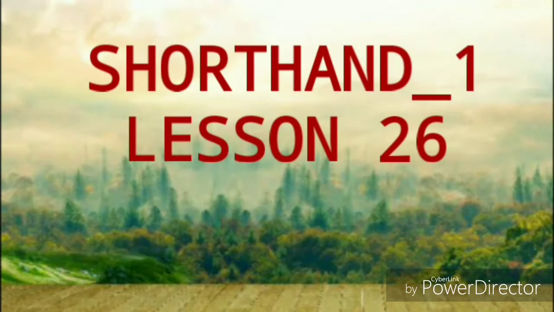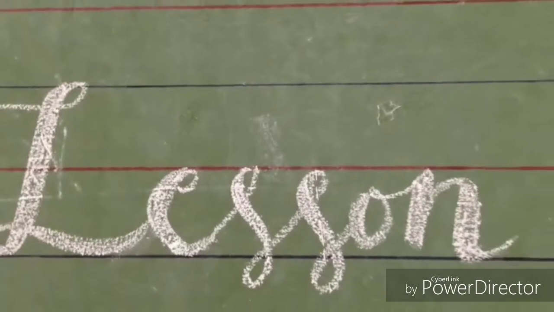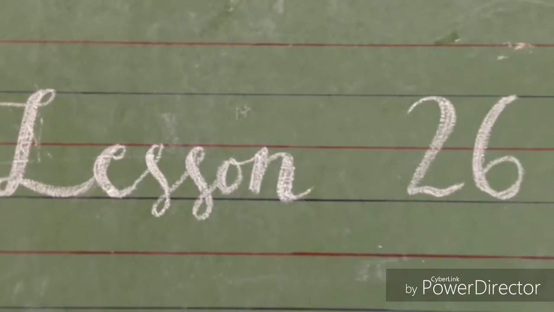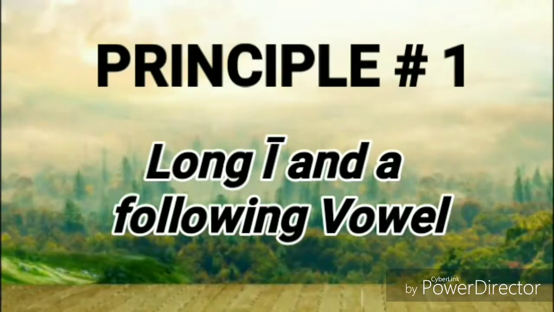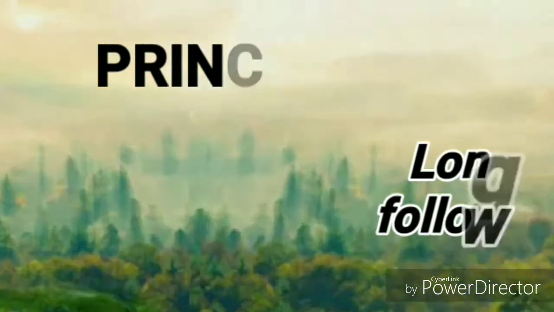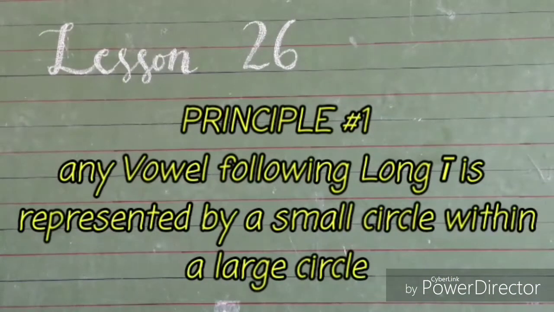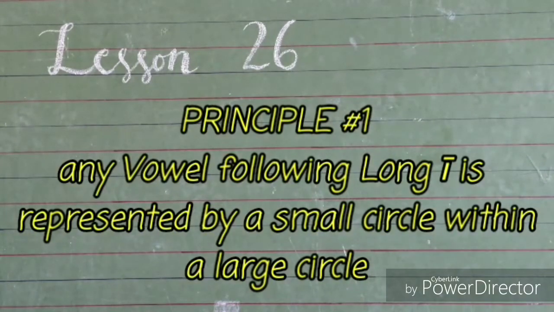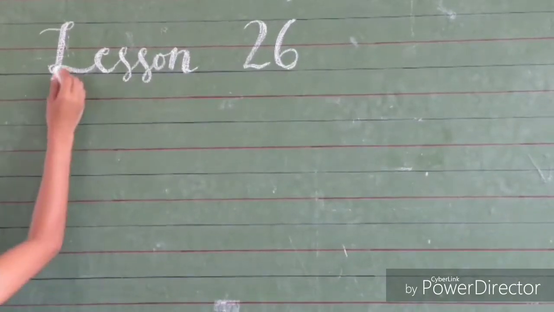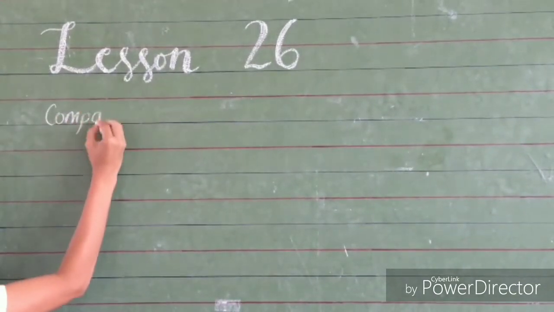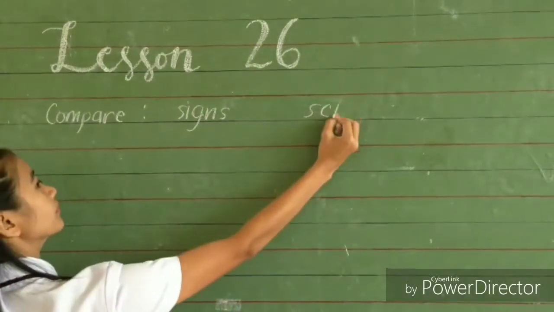Shorthand 1, Lesson 26. Principle number 1. Long I and a following vowel. Any vowel following long I is represented by a small circle within a large circle. So let's compare the word science into science.